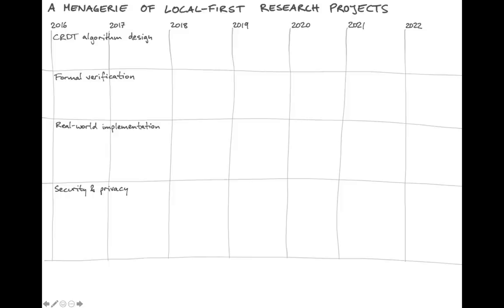I can't talk about them all in detail because that would take days, if not weeks. But we can at least pick out some things that are interesting to folks. So I tried to group this into roughly four categories. There's firstly the design of new algorithms for CRDTs. Secondly, then formal verification of those algorithms, because some of those algorithms are very subtle and very easy to get wrong. And so we've applied formal proof techniques to make sure that those algorithms are actually correct.